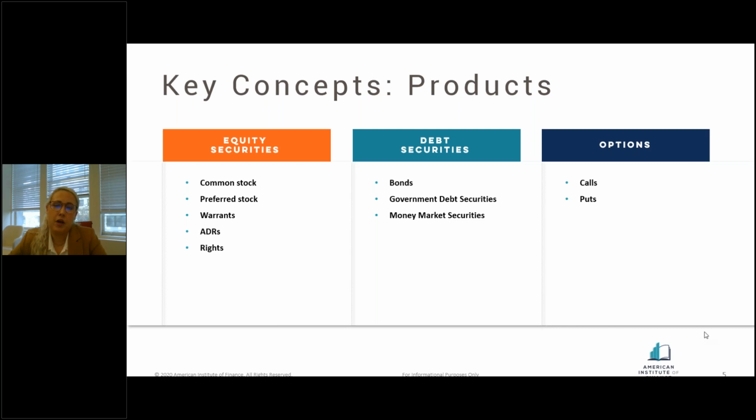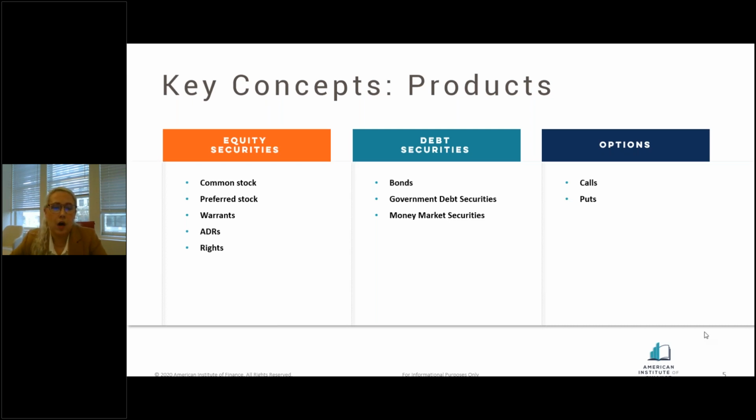And then in terms of government debt securities, there are different types depending on the duration of the debt product. We have T-bills, T-bonds, and others. And then finally, we have money market securities, and that includes CDs or certificates of deposit, commercial paper, and repos or repurchase agreements. So those are common examples of money market securities.